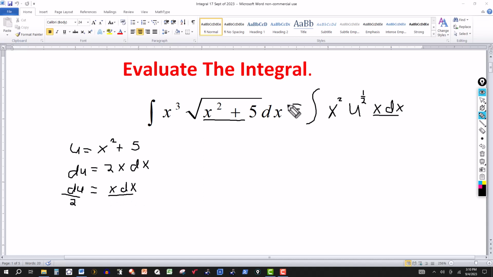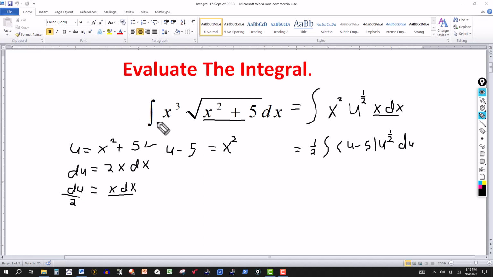And then of course I have an x squared, and from this substitution here, taking the 5 over, I can say that x squared would equal u minus 5. So those are my substitutions. x squared can be replaced by u minus 5. So this will be the integral of u minus 5, and then I've got the u to the 1/2. And then the x dx can be replaced by du over 2. So I'll put the du here, and the 1/2 will go out in front here.